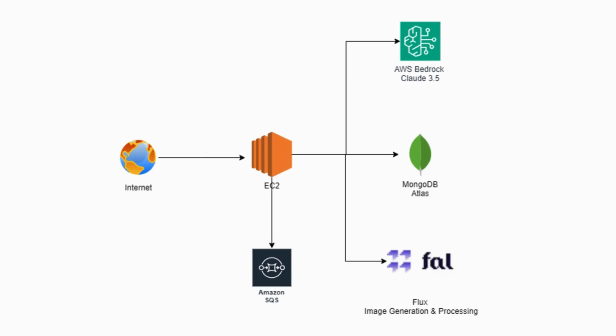Our code runs on EC2 with data on MongoDB. FluxDev powers image generation with Dino and Clarity Upscaler deep learning models, while Claude 3.5 drives the story prompts. We use SQS to handle image prompt delays smoothly.